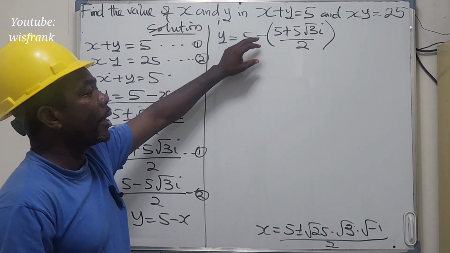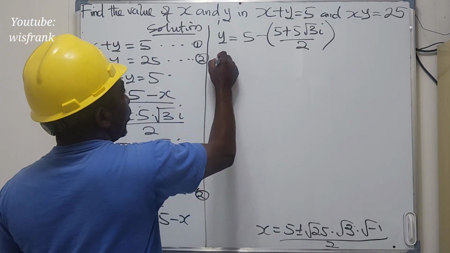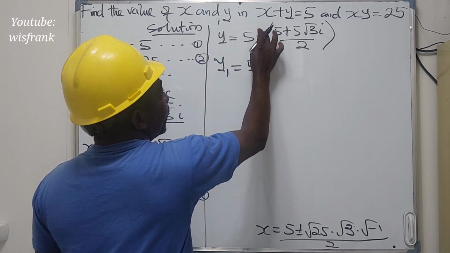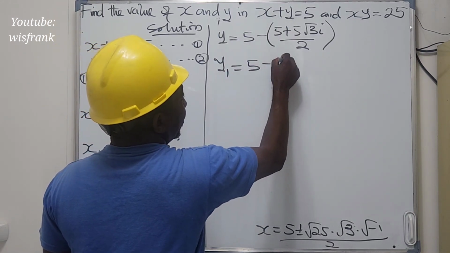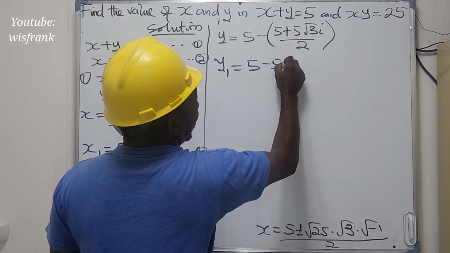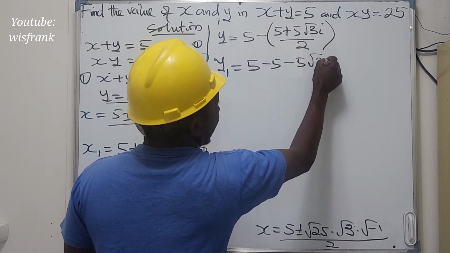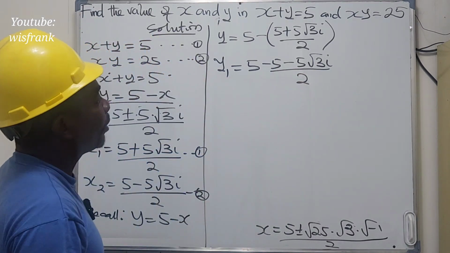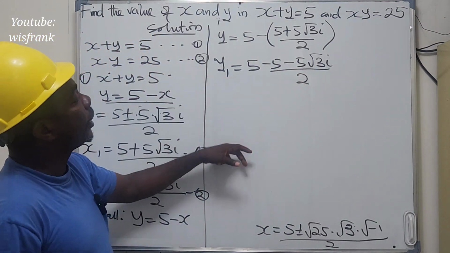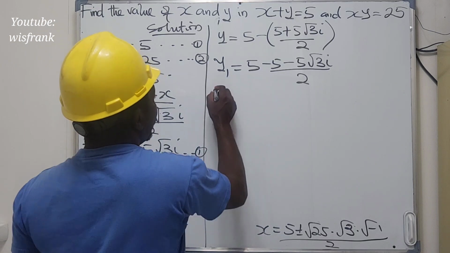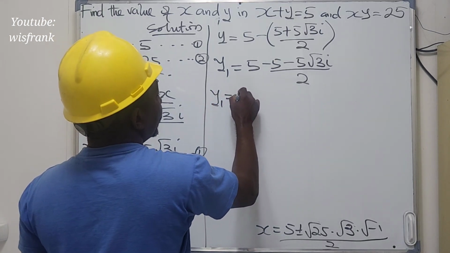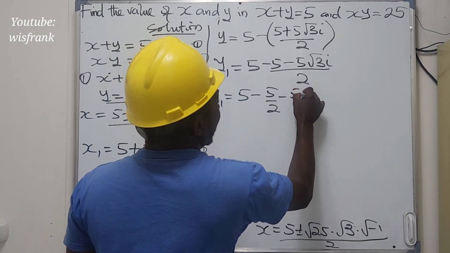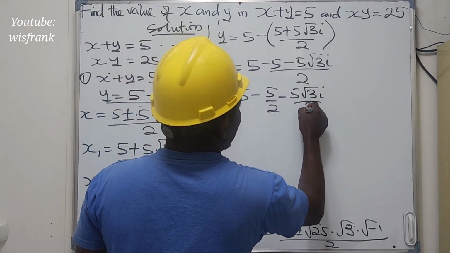So for us to expand this parenthesis, our value of y, which is y1, will be equal to 5 minus, times, here we have minus 5, minus times, here we have minus 5 root 3 i all over 2. So this is what we have as the value of y. So in this case, we can separate this. So we have y1 equals 5 minus 5 all over 2 minus 5 root 3 i all over 2.